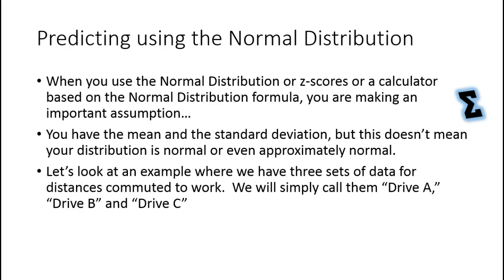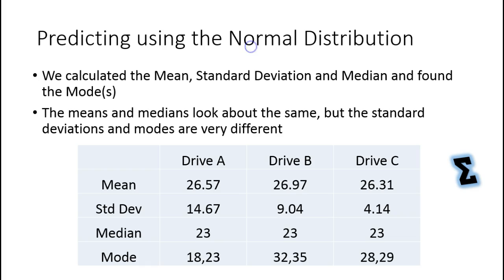I put a group of data here together. Let's say we've got 3 sets of data for distances commuted to work. I'm going to call them just drive A, drive B, and drive C. We went out and we collected a sample of 35 from 3 different sets of commuters. And when looking at the data, we calculated the mean, the standard deviation, the median, and found the modes. And looking at drive A, drive B, and drive C, all of the means are pretty close together. The medians are exactly the same.